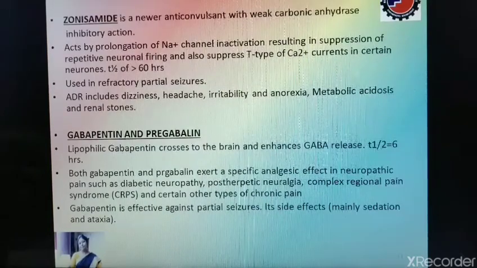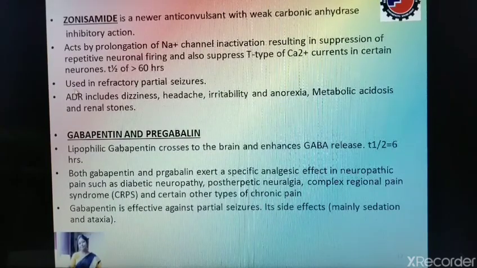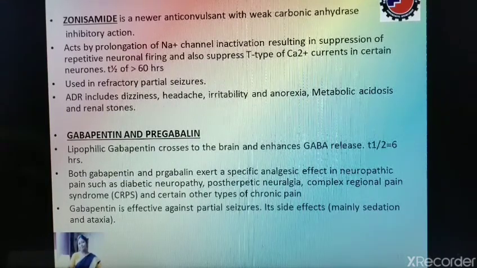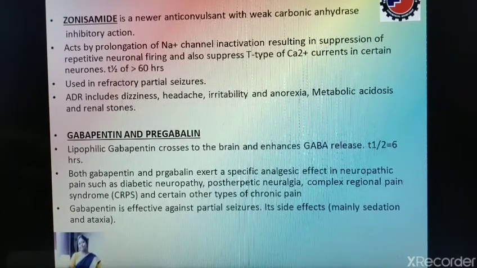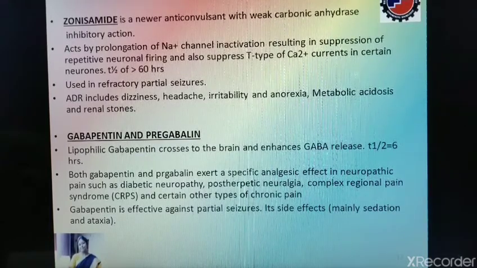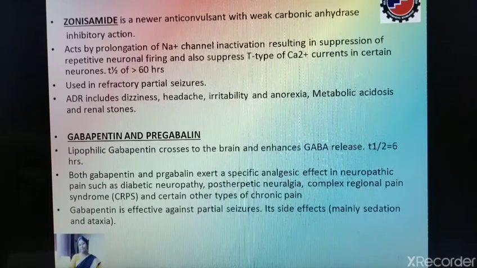The next group of drug is called zonisamide. Now zonisamide is also a newer anticonvulsant with weak carbonic anhydrase inhibitory action. How do they act? They act by prolongation of sodium channel inactivation. Thus, it suppresses the repetitive neuronal firing, also depresses the transient type calcium currents. The T-half of zonisamide is more than 60 hours.